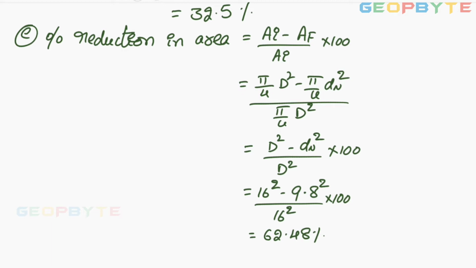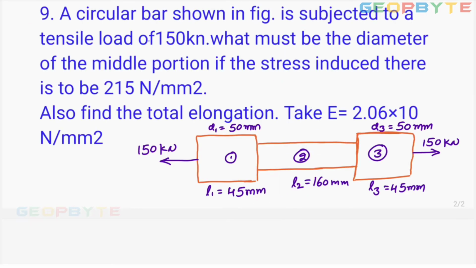Let us take one more problem. Look at the next problem. This problem is also very important. It is given like this. A circular bar shown in figure is subjected to a tensile load of 150 kilonewtons. What must be the diameter of the middle portion if the stress induced there is to be 215 Newton per mm square? So the stress developed at the middle portion is 215 Newton per mm square.